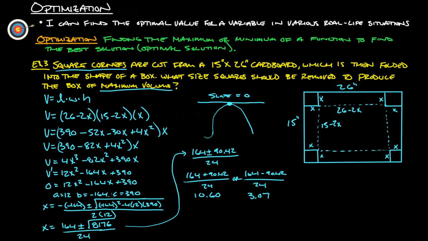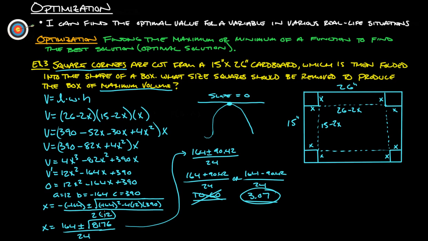It won't factor, but instead I plugged it into the quadratic formula, figured all this out, and came up with our answers of 10.60 or 3.07. Now if we cut out corners of 10.6 on a 15-inch side, 10.6 and 10.6 this way, that's more than 15 inches, so that can't even work. So it would have to end up being 3.07.